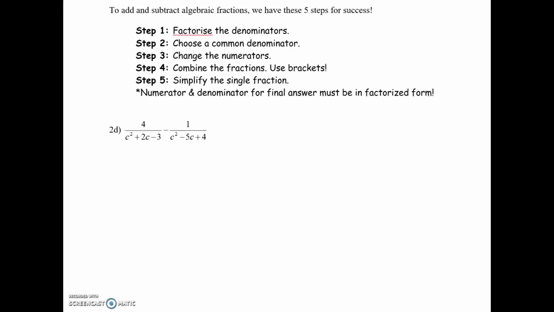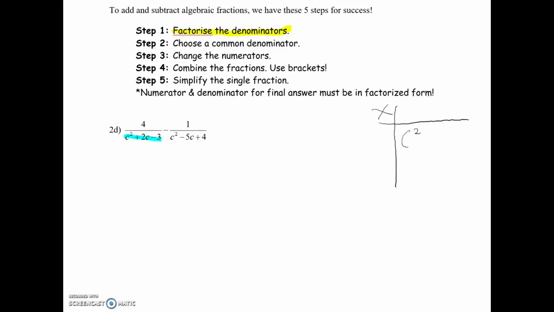First, we need to factorize the denominators. Let us check the denominator for these fractions. Notice that the first fraction has a denominator c squared plus 2c minus 3, which is a quadratic expression. To factorize this, we need to use the frame method. Let us factorize c squared plus 2c minus 3.